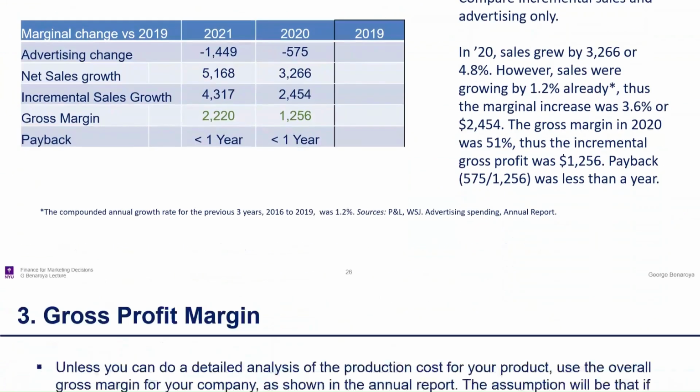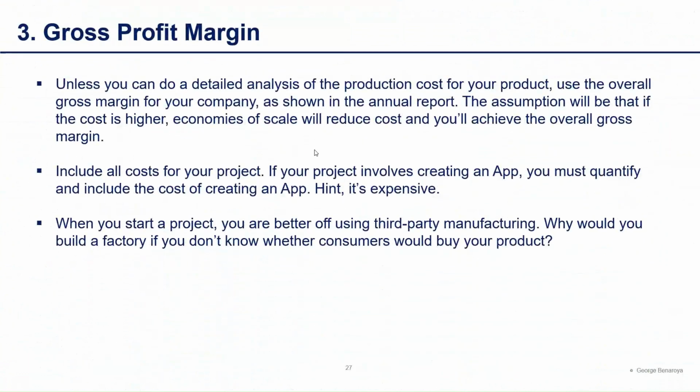Gross profit margin. Unless you can do a detailed analysis of the production cost for your product, use the overall gross margin for your company, as shown in the annual report. The assumption will be that if the cost is higher, economies of scale will reduce cost and you'll achieve the overall gross margin.